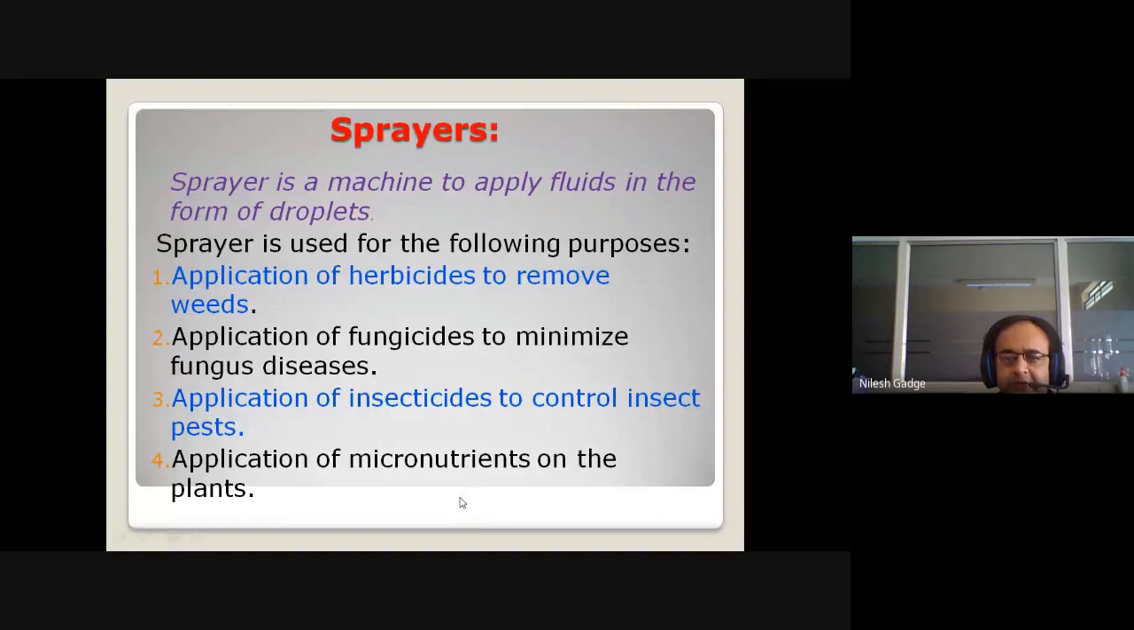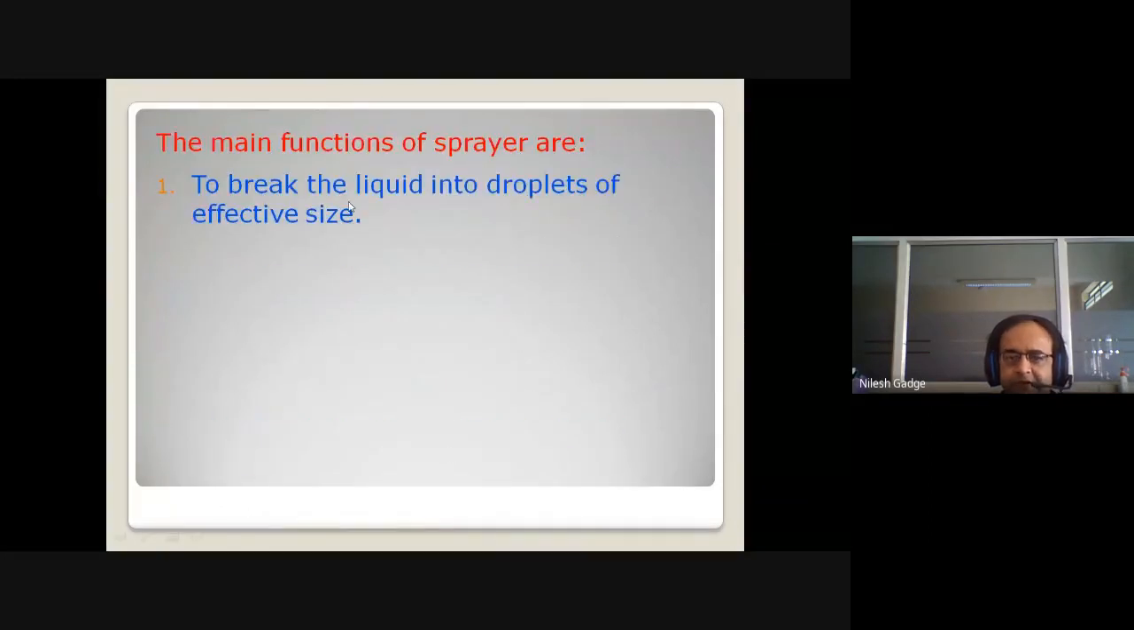So these are the purposes of sprayers, not the functions of sprayers. Okay, if the question is asked what are the purposes of sprayers, you have to write this. And if it is asked what is the function of a sprayer, these are not the functions. Many students lose marks in this. These are the purposes of spraying, not the function of sprayers. The functions of sprayers we will see in the next slide. Purposes are different and functions are different.